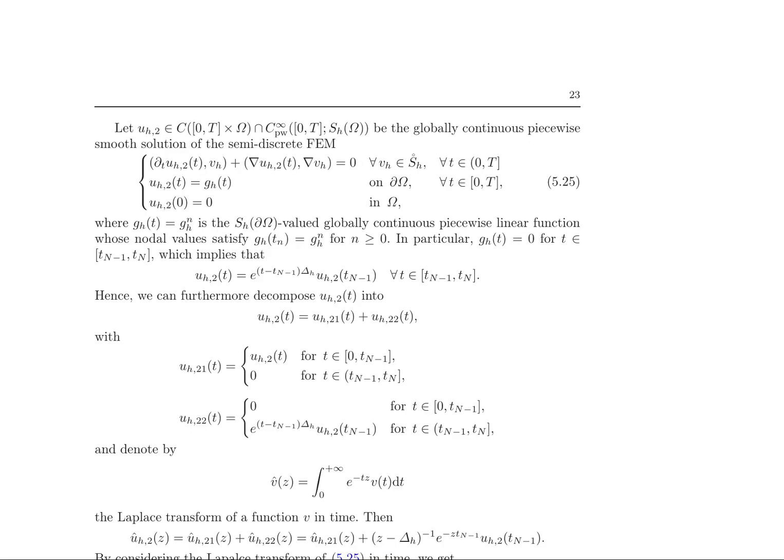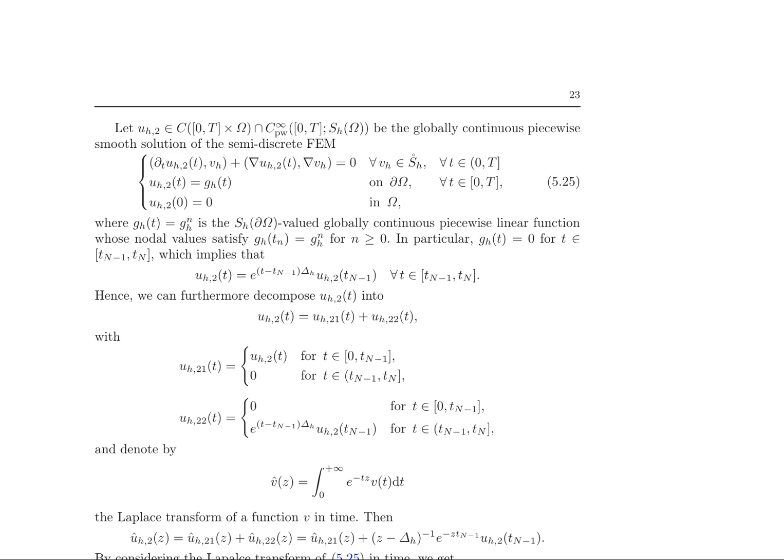The globally continuous piecewise smooth solution u_{h,2} of the semi-discrete finite element method for the heat equation is decomposed into two parts: u_{h,21}, the solution for t in [0, t_{N1}], and u_{h,22}, the solution for t in [t_{N1}, t_N]. The Laplace transform of u_{h,2}, denoted by û_{h,2}(z), is expressed as the sum of the Laplace transforms of u_{h,21} and u_{h,22}.